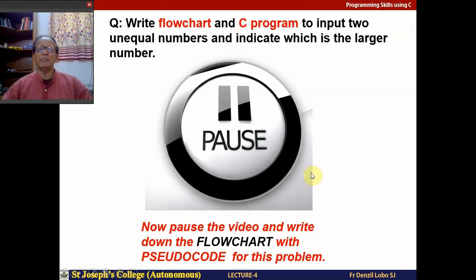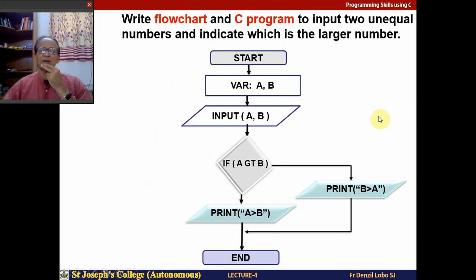So let us now write a flowchart and C program to input two unequal numbers and indicate which is the larger number. Please remember, two unequal numbers. Now you do that, write the flowchart based on what you have learned just now. Yes, here it is. Start, you declare two variables because two numbers you have to input.